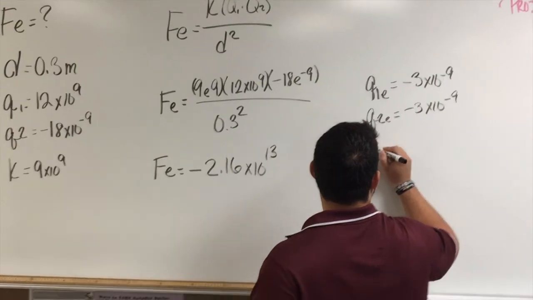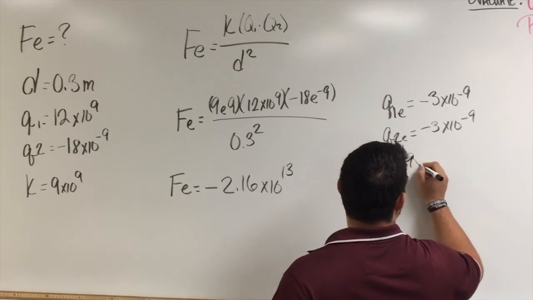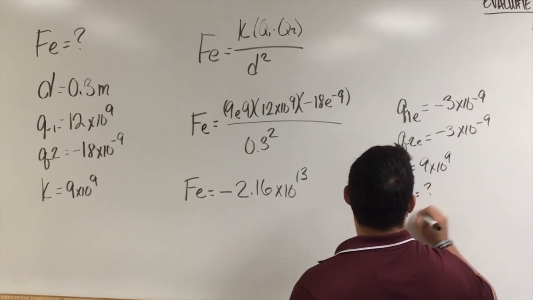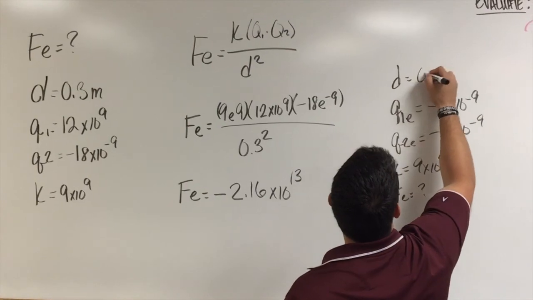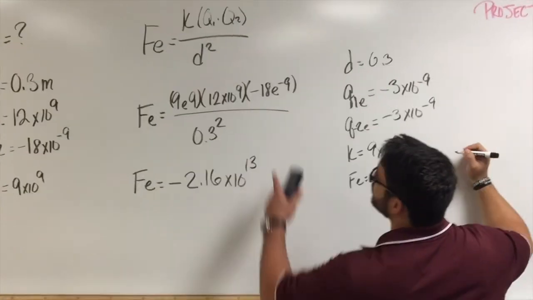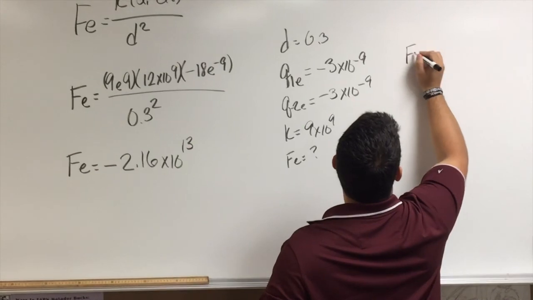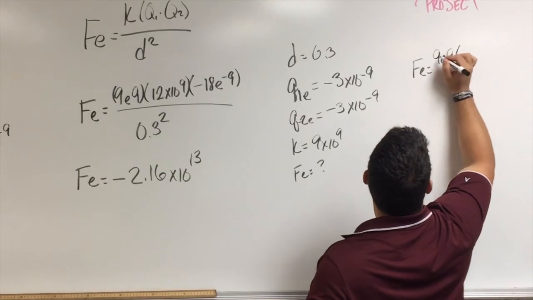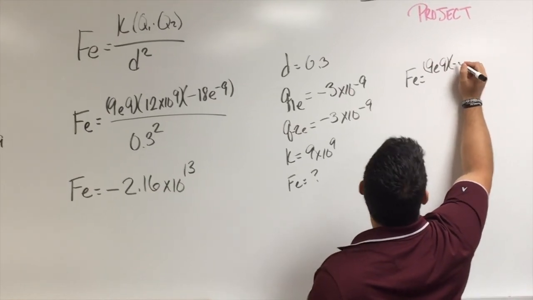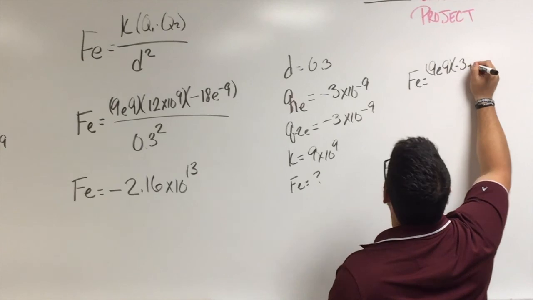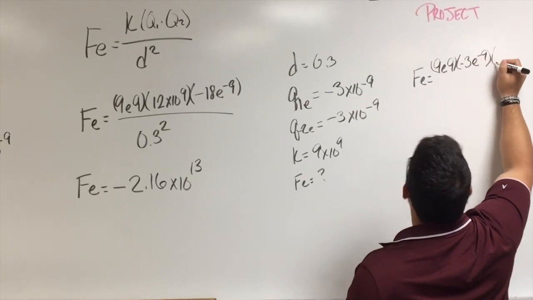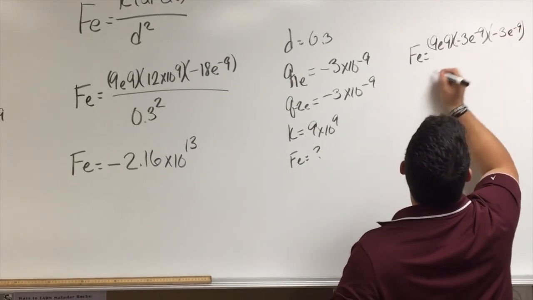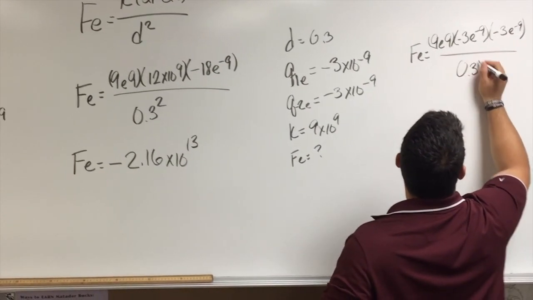So K is equal to 9 times 10 to the 9th. And then our Fe is what we're looking for. And on our distance, it's still going to be 0.3. So we'll plug this into our equation. Fe is going to equal K, which is 9 times 10 to the 9th, multiplied by our Q1, which is negative 3 times 10 to the negative 9. And then our Q2 is also negative 3 times 10 to the negative 9. All of this divided by my distance squared.